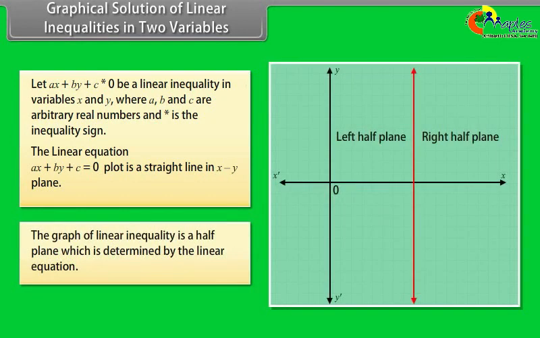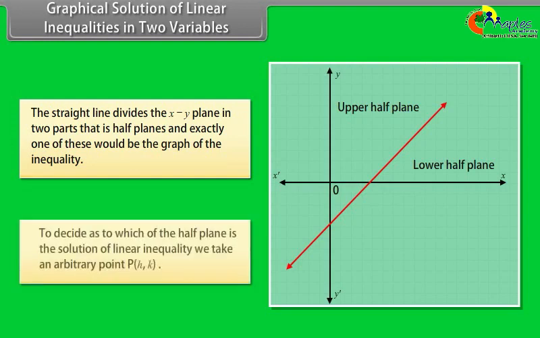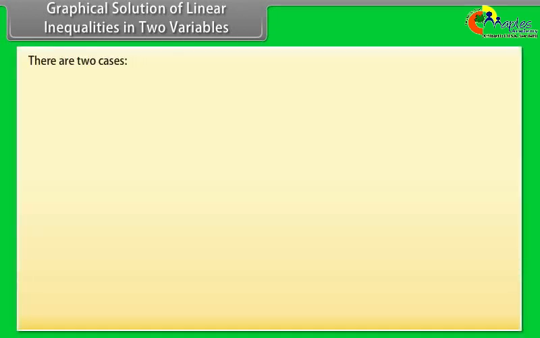The graph of linear inequality is a half plane, which is determined by the linear equation. The straight line divides the xy plane in 2 parts, that is, half planes, and exactly one of these would be the graph of the inequality. To decide which of the half planes is the solution of the linear inequality, we take an arbitrary point P(h, k). There are 2 cases.